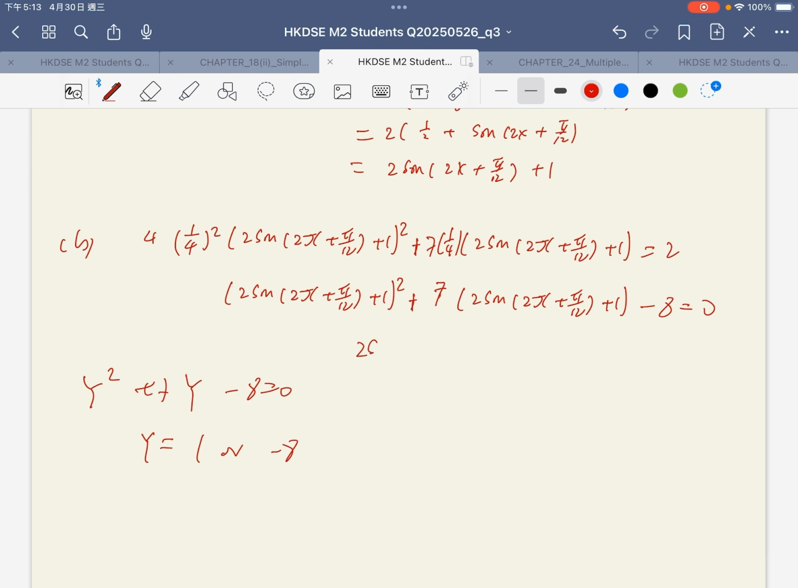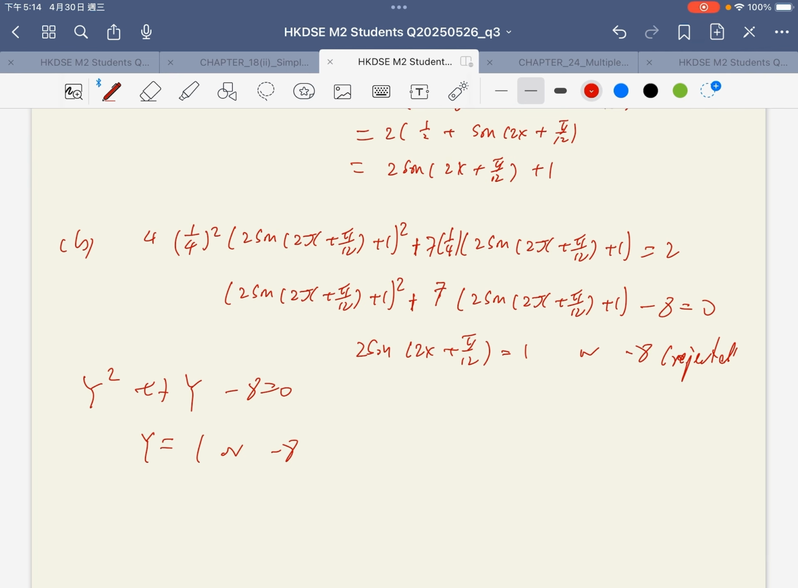Therefore, in this case, we have sine 2x plus pi over 12 equal to 1 or minus x. For that, 1 minus x is not in the range of the equation. Therefore, we get this part.